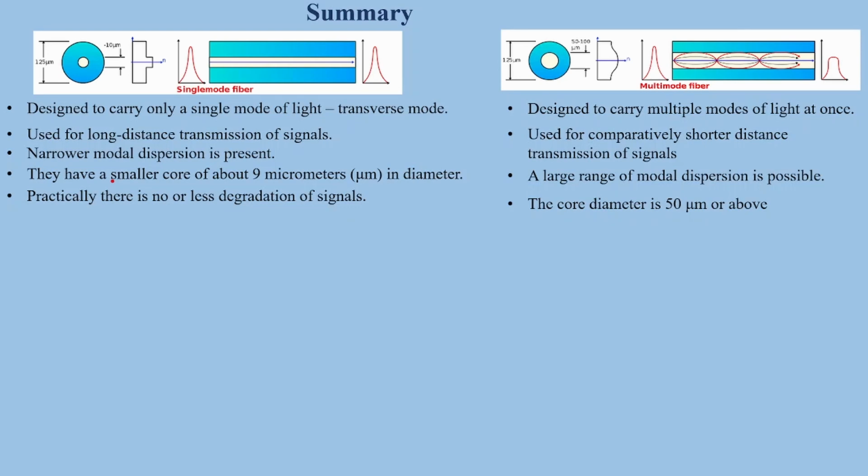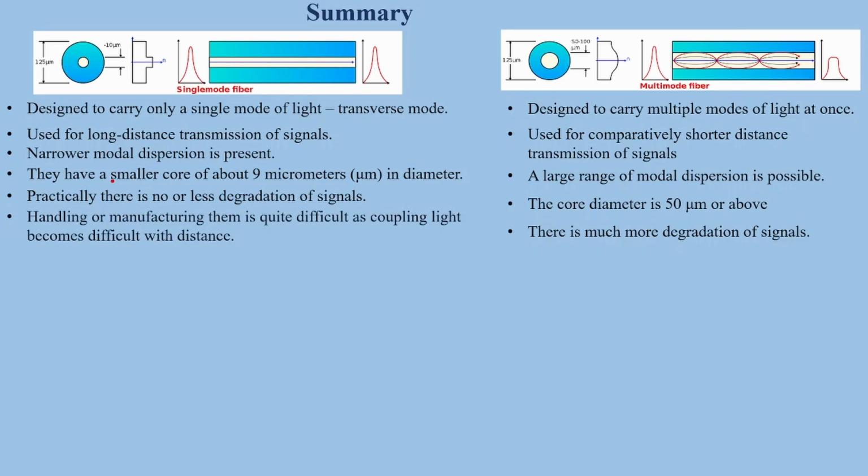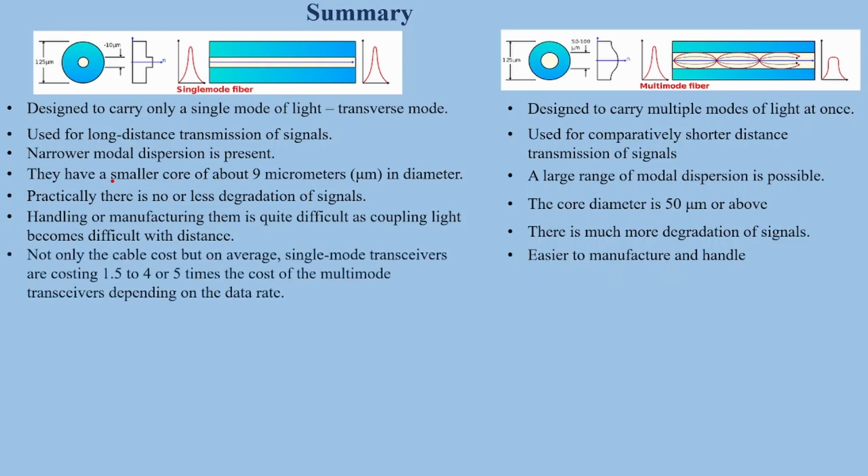In single mode optical fiber cables, there is practically no or less degradation of signals, whereas in multimode optical fiber cables there is much more degradation of signals. Handling or manufacturing single mode fiber optic cables is quite difficult as coupling light becomes difficult with distance, whereas it's easier to manufacture and handle when it comes to multimode optical fiber cables.